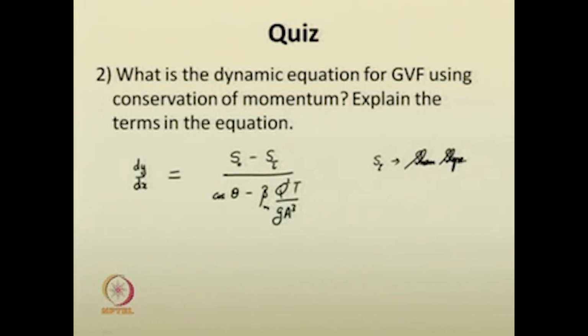We had discussed those things in the last class. Q is the steady discharge, T is the top width, A is the area of cross section, theta is the angle which the channel bed makes with the horizontal. That is, if this is your channel bed, how much angle it is making with the horizontal line, that is the angle theta. So, all the terms are self explanatory.